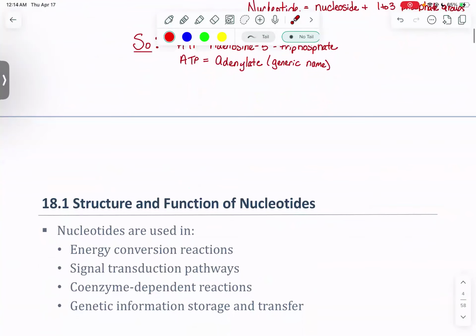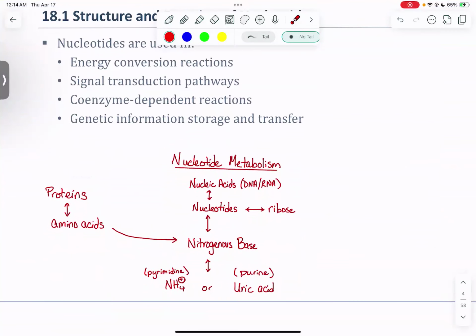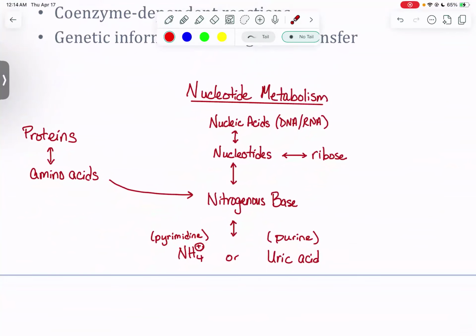All right, so we'll talk about chemical structure first, and functions and that kind of stuff. I'd like for y'all to know where we're going, big picture, before we get into too many details. When we talk about nucleotide metabolism, we're trying to build really big things with nucleotides, which we call the nucleic acids, mainly DNA and RNA.